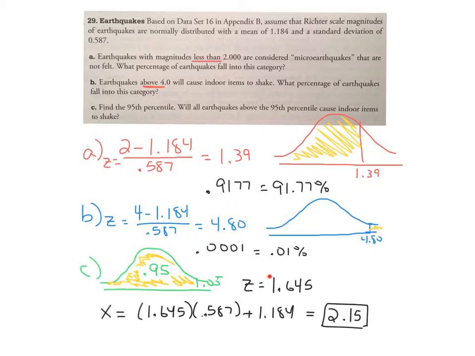But it's not asking me for the z-score. It's asking me what x is there. I need the x value. Now I'm going to find the x that goes with that z-score. We did this formula yesterday: if you're looking for x, you do the z-score times the standard deviation plus mu, and I got 2.15. Well, because 2.15 is not even close to 4 as far as the earthquakes go, that means at the 95th percentile, not all the earthquakes will cause things to shake. That's all that means. So just a quick review, making sure you still had it.